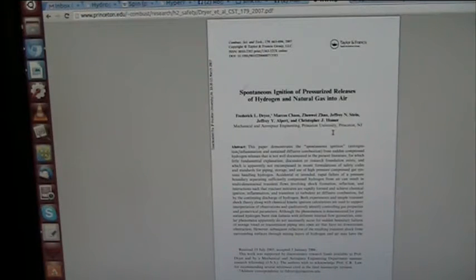Now, this was written for the compressed air industry, and they have these what they call shock explosions, where you take like a ball peen hammer almost and you hit one of these tanks of compressed hydrogen, and it creates a shock event, and they just explode, and releases of hydrogen gas into the air cause spontaneous combustion. Spontaneous ignition of pressurized releases of hydrogen natural gas into air. It's exactly what we're talking about.